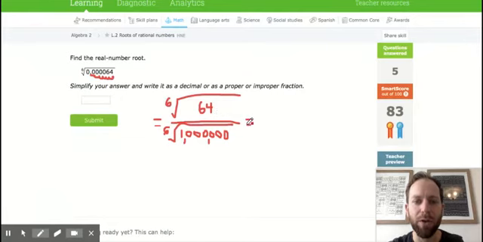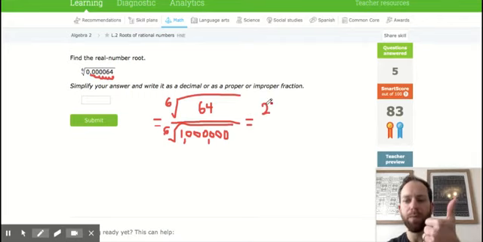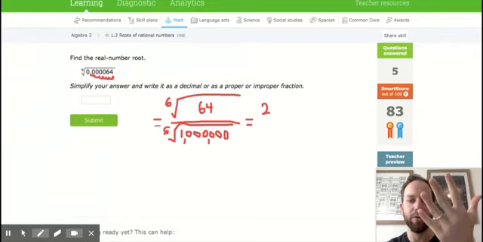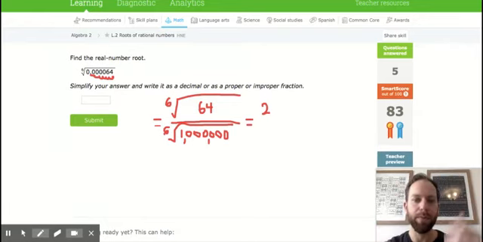Well, that's a pretty small number for doing 6 times. Let's try 2. 2 times 2 is 4. Let's count. 2 times 2, that's 2, is 4. 4 times 2 is 8. 8 times 2 is 16. 16 times 2 is 32. Times 2 would be 64. So 2 to the 6th power is 64.